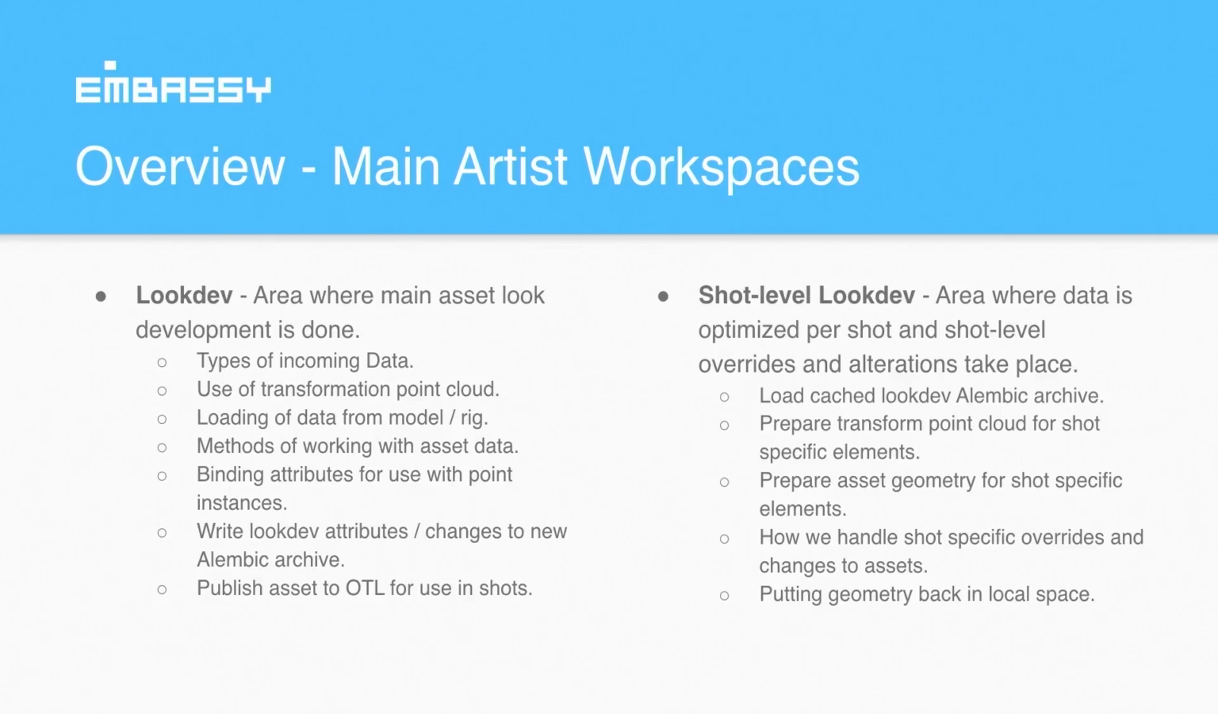The shot level look dev area is where the data is optimized per shot and the shot level overrides and alterations take place. We load the cached look dev Alembic archive, prepare the transform point cloud for shot specific elements, in the case that we're using multiples of a single asset. We prepare the asset geometry for shot-specific elements, how we handle shot-specific overrides and changes to assets, and then putting the geometry back into local space because we work on it in world space, and the goal is to use transforms as much as possible, not deformation.